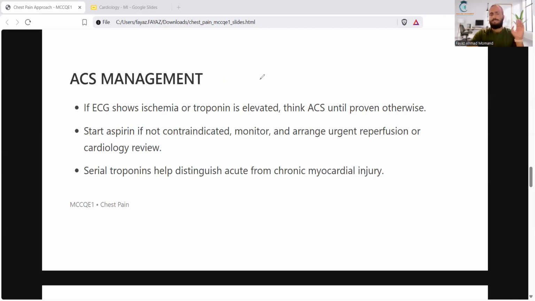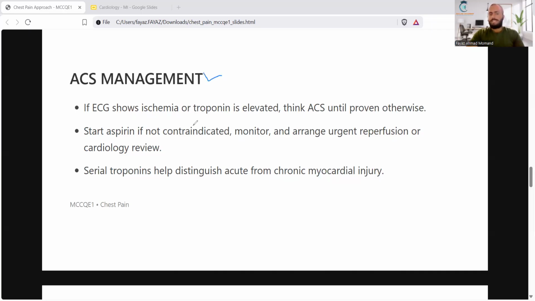So for acute coronary syndrome: STEMI has ST elevation on ECG; NSTEMI has ST depression or T inversion, these non-specific changes on ECG. For unstable angina, there are no ECG changes. Now, how do we differentiate unstable angina from NSTEMI? Both may have no ECG changes. The troponin level is going to tell us whether it's unstable angina or NSTEMI.